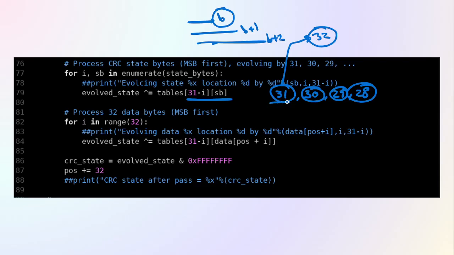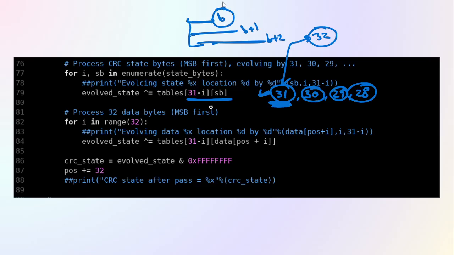So when I do 31, that means the base byte plus 31 zeros, right? So that's what it means. Keep in mind that this really means you've evolved 32 times. That's how the tables are constructed, right? So keep in mind that once you start with a CRC state, you're really getting 32 bytes of zeros. That is what this one is.